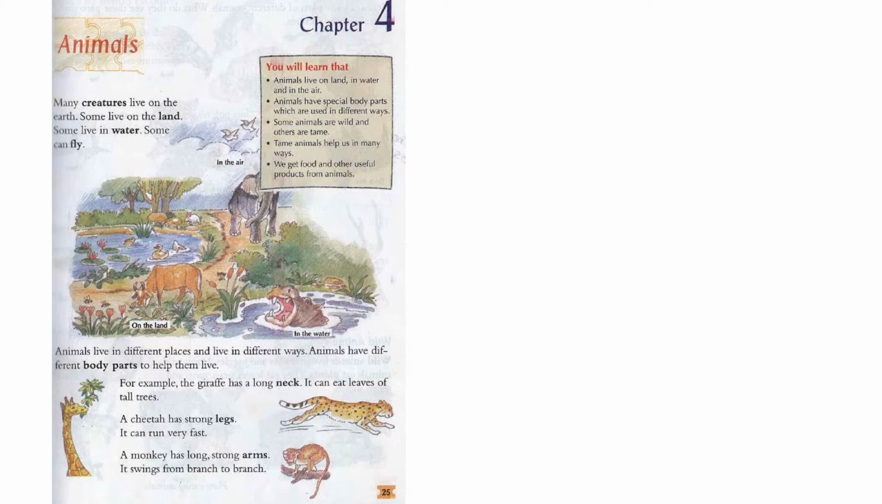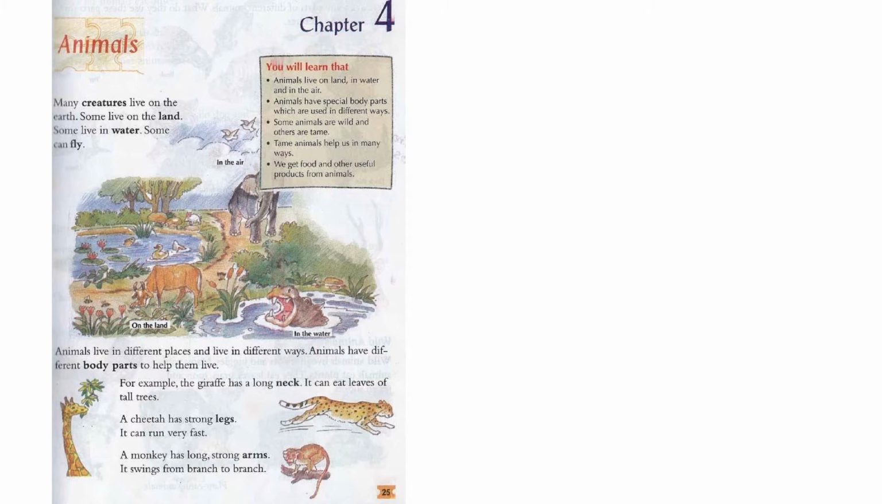First, animals live on land, water and in air. Then animals have special body parts which are used in different ways. Then some animals are wild and some others are tame. Tame animals help us in many ways. We get food and other useful products from the animals. So let's start our topic.